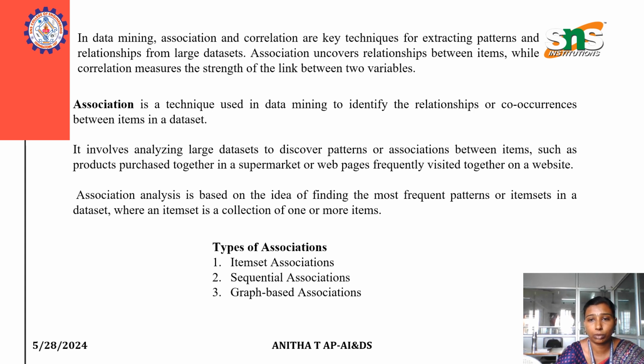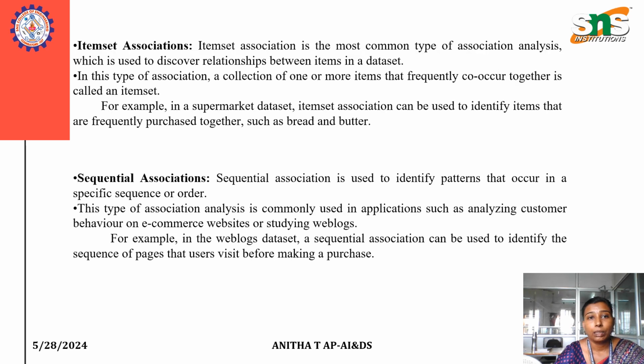There are three types of association: item set, sequential, and graph-based. In item set association, which is the most common type of association analysis, it is used to discover relationships between items in a dataset. In this type of association, a collection of one or more items that frequently co-occur together is called an item set. For example, in a supermarket dataset, item set association can be used to identify items that are frequently purchased together, such as bread and butter.